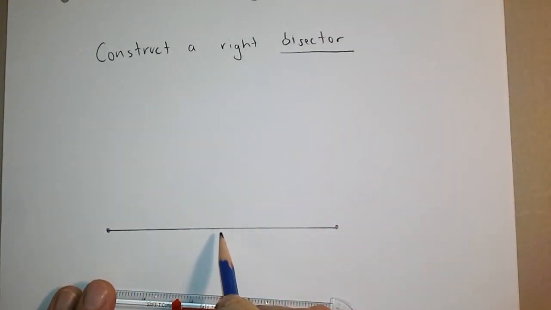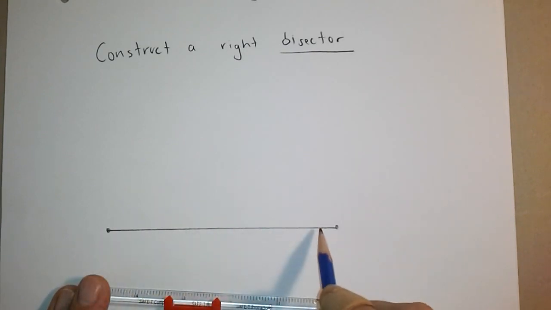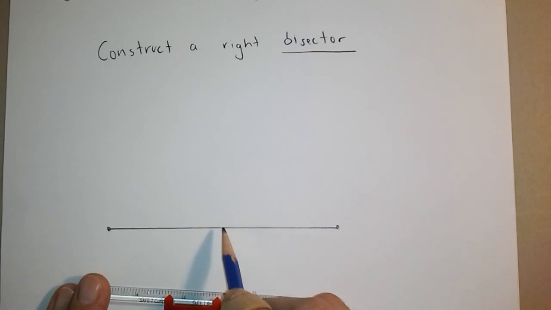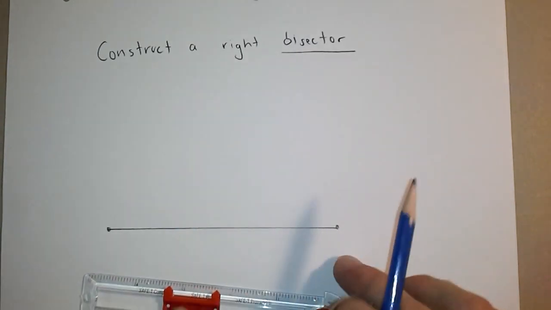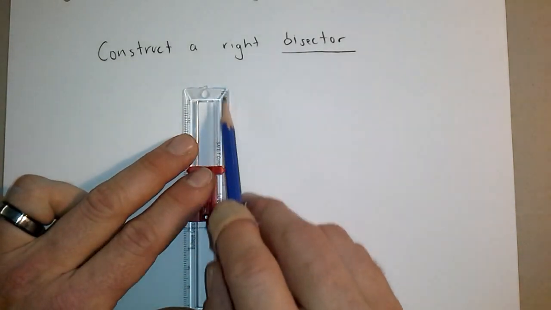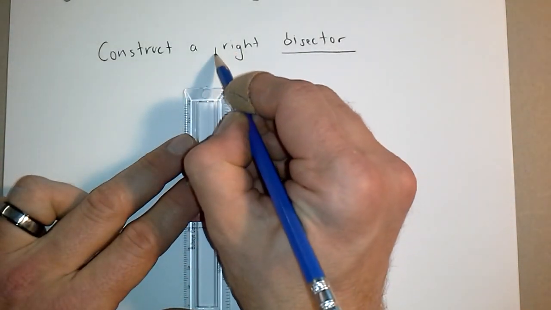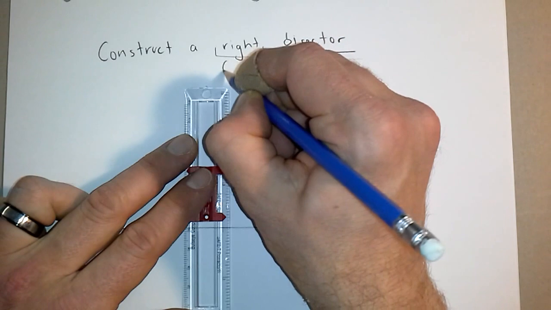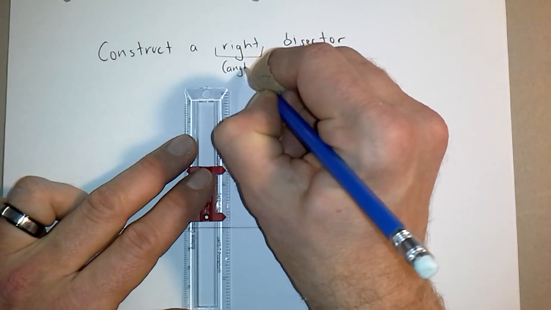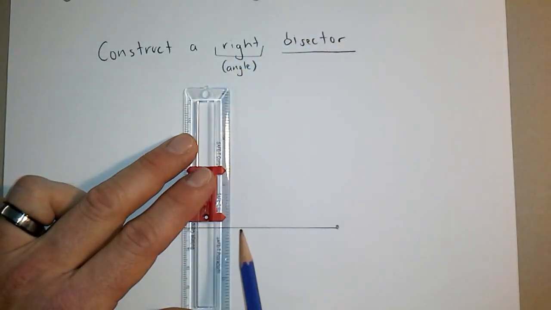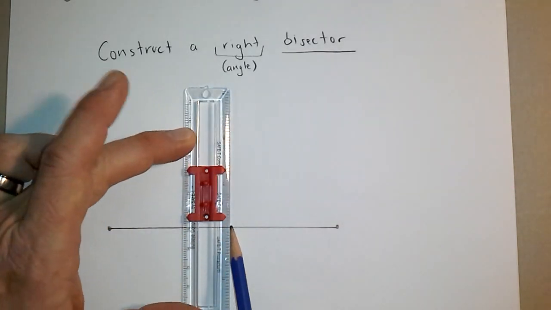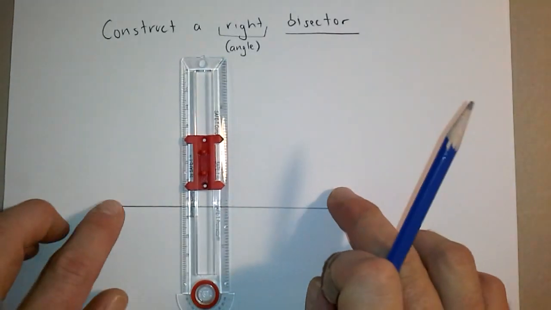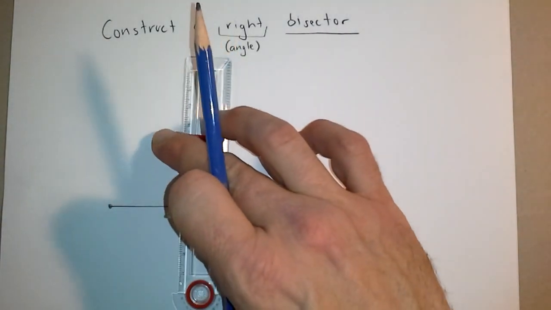Just like we did an angle bisector, we cut the angle in half. We are this time bisecting a line. We want to find the midpoint, but we also want to create a line at that midpoint that is perpendicular. That's what the right part means. The right part actually means right angle. That's what the right means. So it's going to be a line that should go right through the midpoint where we cut this line in half exactly. It's very, very simple.